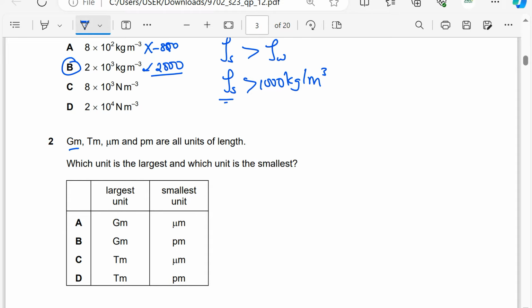So gigameters, terameters, micrometers, and picometers are all units of length. Which unit is the largest and which unit is the smallest? So giga is times 10 power 9, tera is times 10 power 12, micro is times 10 power minus 6, and pico is times 10 power minus 12. So which one is the largest? Of course, that is tera. Tera is the largest, so ignore A and B. The smallest is pico, so the answer is going to be D.